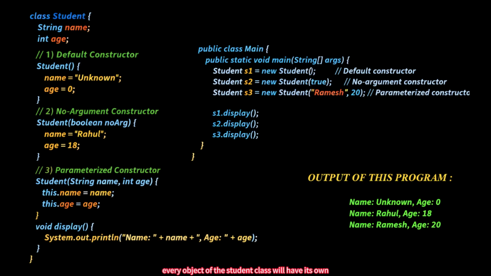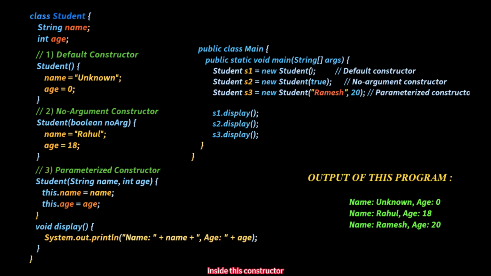That means every object of the student class will have its own name and age. Next, we have a default constructor. As we know, a constructor's name must be the same as the class name. So here the constructor name is student. This constructor is called automatically when an object is created without passing any parameter.